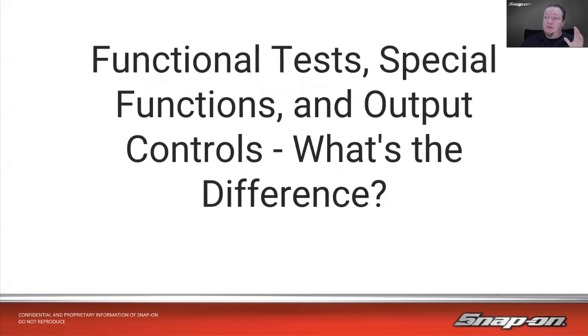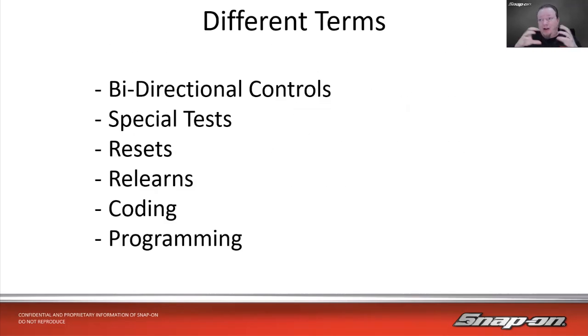So our topic today is functional tests, special functions, and output controls. What's the difference? Because if we think about all of the different functions that we can do on a vehicle with a scan tool now, they're called all sorts of different things. And they can all be lumped into maybe one category of actual functional tests. But you may have heard them called bidirectional controls. That's one example. Special tests, resets, relearns, coding even, programming even. When we get down through it, we're going to talk through all these different terms, and there are some differences between them.